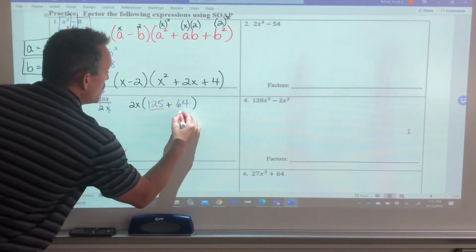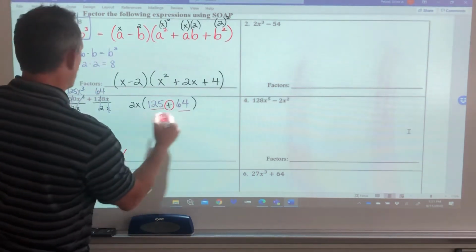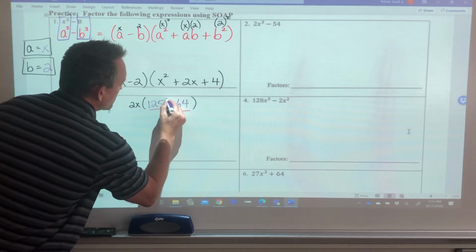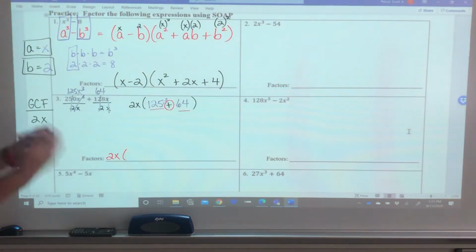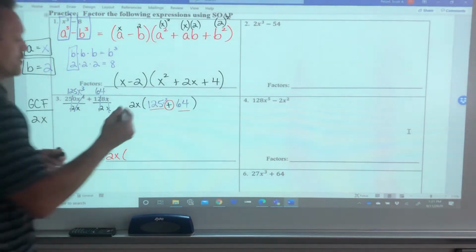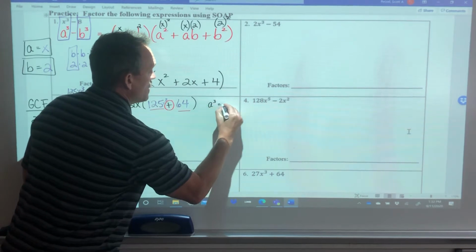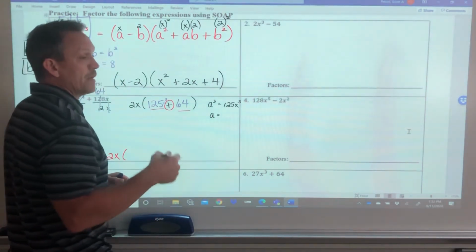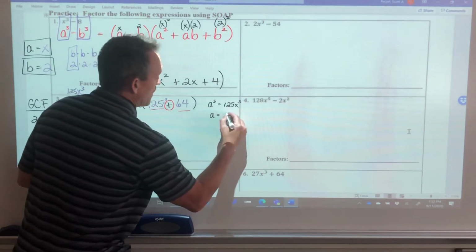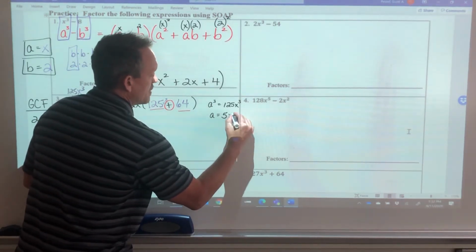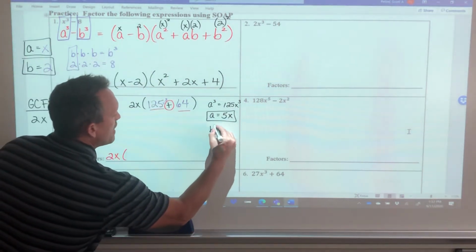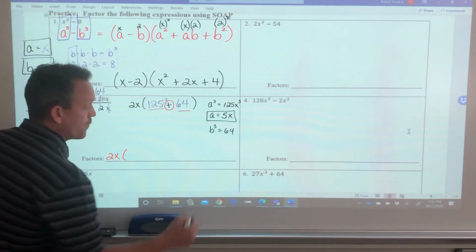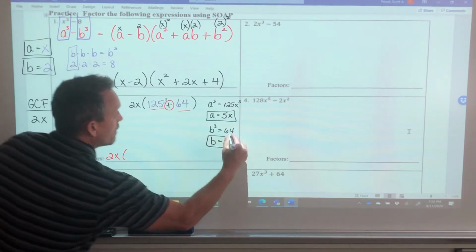Now I have a perfect cube plus a perfect cube. I'm sorry, I forgot my x cubed. I'm getting my cart ahead of my horse. 125x cubed, okay? Each one of those is a perfect cube. So a cubed equals 125x cubed. 125 is 5 times 5 times 5, which is 5 cubed. x cubed is x times x times x. So my a is 5x. And my b cubed is 64, which means b times b times b is b cubed. 4 times 4 times 4 is 64, so b equals 4.